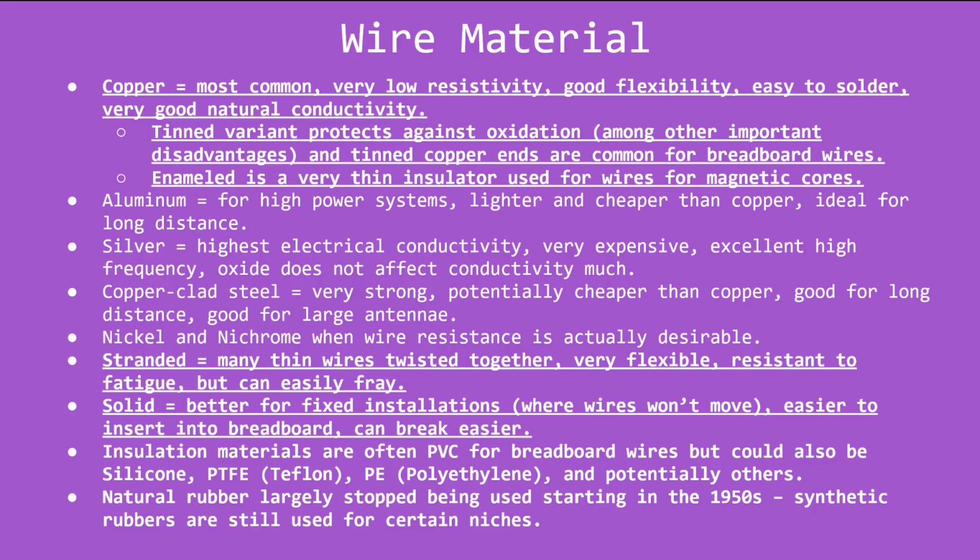Insulation materials, PVC is popular for breadboard wires, but you might also run into silicone, Teflon, polyethylene, and potentially others. We've talked about insulation being rubber, but actually, natural rubber slowly stopped being used with wires starting sometime in the 1950s, although synthetic rubbers are still used for certain kinds of wires in niches.